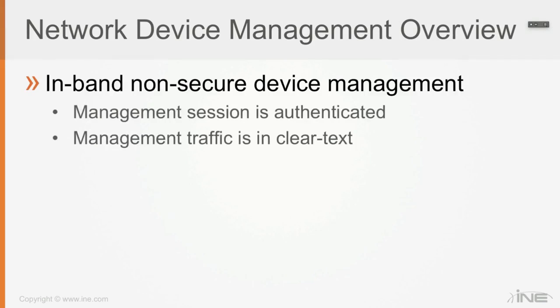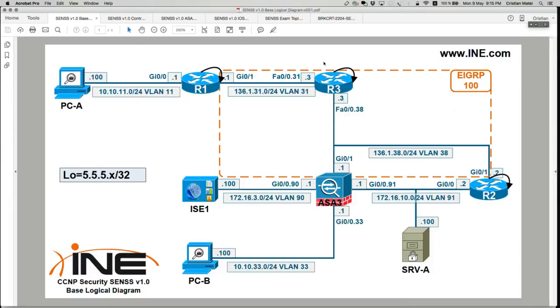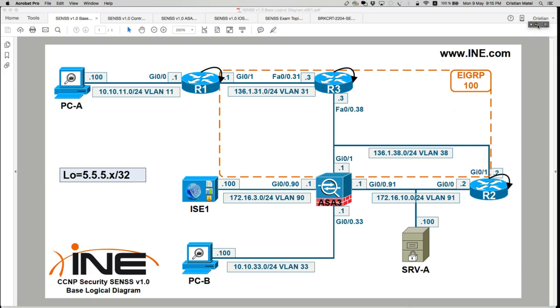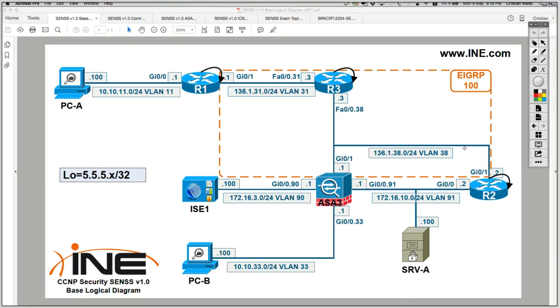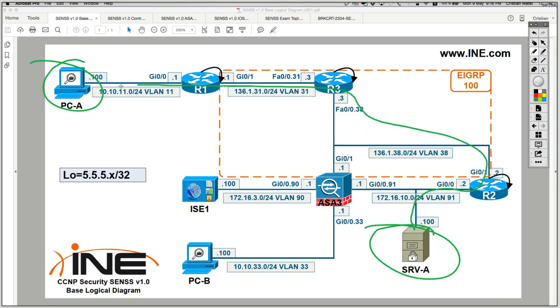What in-band means is that the management traffic uses the same transit path as the user traffic. Out-of-band management would mean managing the device at the console. So in-band means that if server A wants to speak with PC A, that traffic is going to be routed through router 2, then to router 3, and then to PC A.